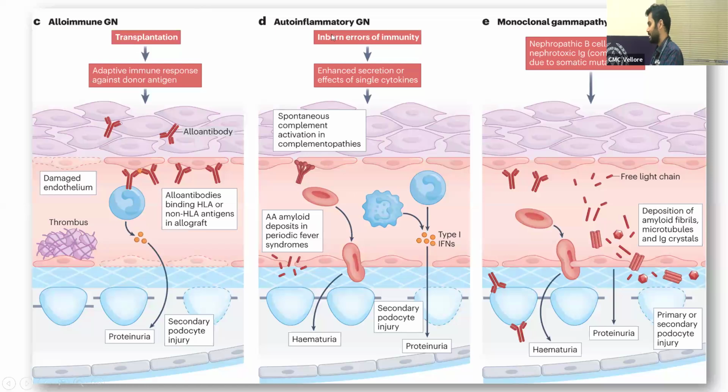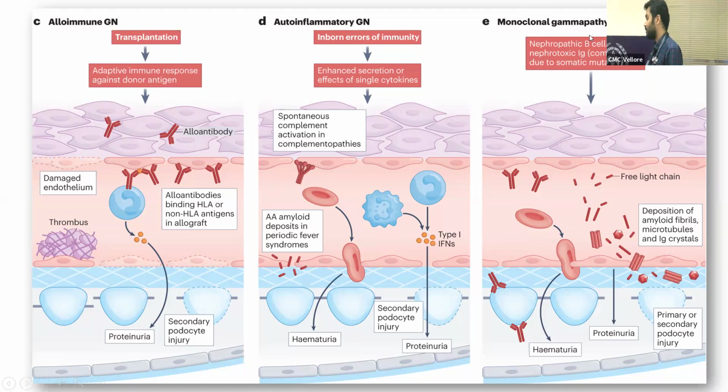Then there are auto-inflammatory conditions, mainly secondary amyloidosis. Familial Mediterranean fever is one of the auto-inflammatory conditions. It is due to excessive production of inflammatory proteins like SAA, serum amyloid associated protein. Due to abnormal folding, it can get deposited in the kidneys, producing inflammation and damage.